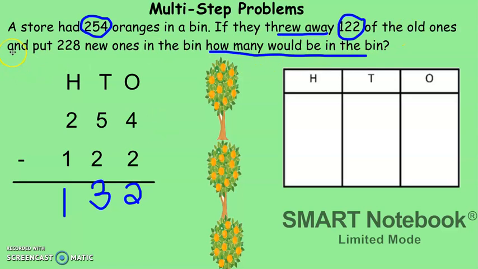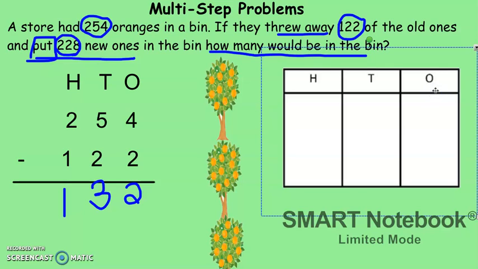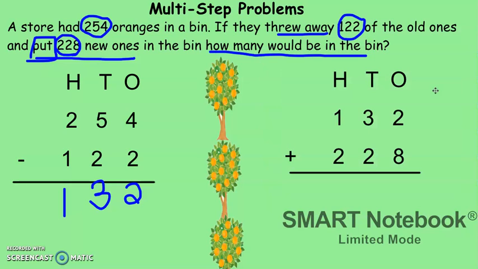The next part of our problem says that if he threw these old ones away, he put 228 new ones in the bin. I'm going to circle that number. So if he put, that's the action word right here, what is that going to mean that we're going to do for our next equation? Think about it. If you said add, you are correct.